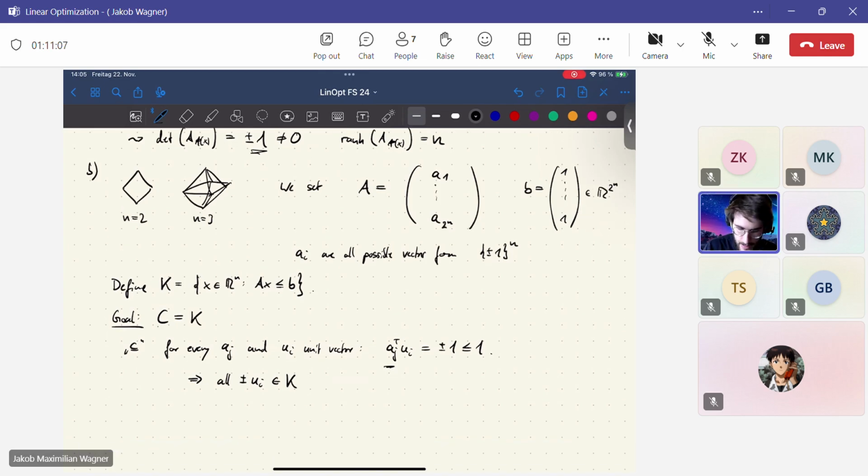But because C was defined as the convex hull of all of these plus minus u_i's, and we have now that those are all contained in this convex set K, we know that the whole convex hull is also in the convex set K, because we can define the convex hull as the intersection of all convex sets that contain these points. So since K is convex, we have that C, which is the convex hull of these plus minus u_i's, is actually contained in the set K.